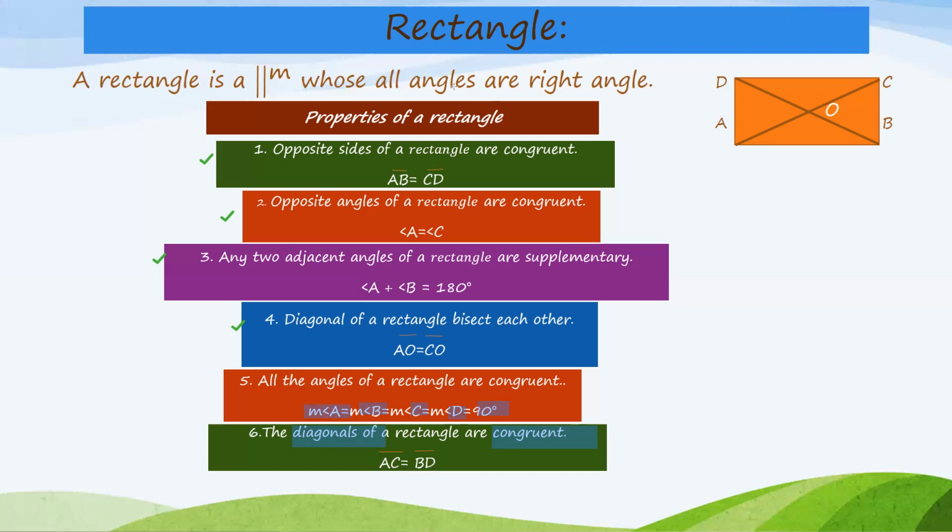So for the rectangle's diagonal, there are two properties: they bisect each other as well as they are congruent. But for the parallelogram, they only bisect each other. They are not congruent. They only bisect each other. Clear, everybody? So students, after rectangle, we are going to discuss the next quadrilateral, that is a square.